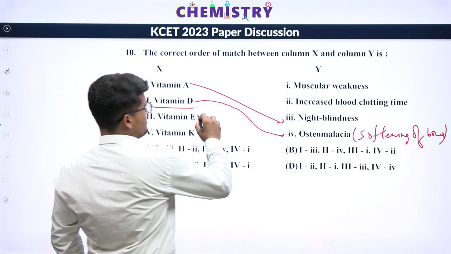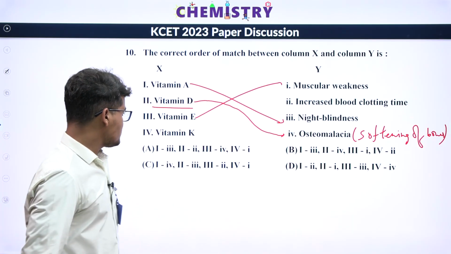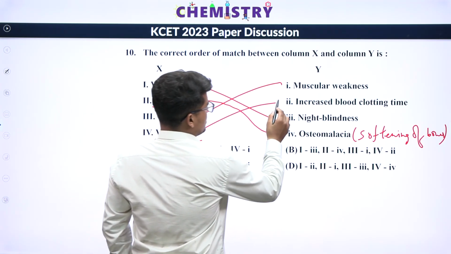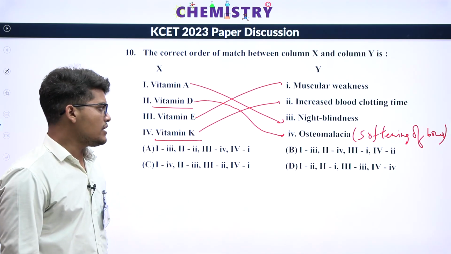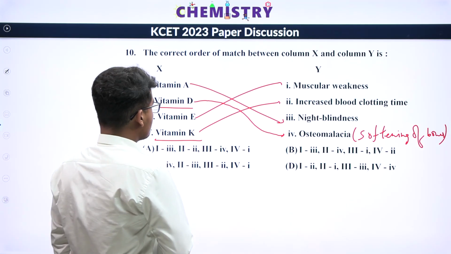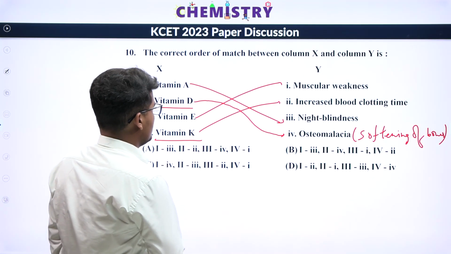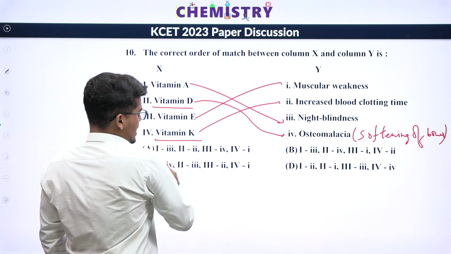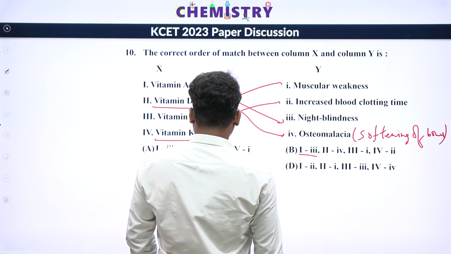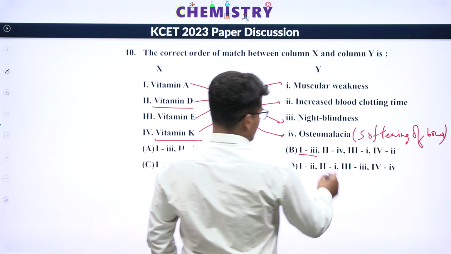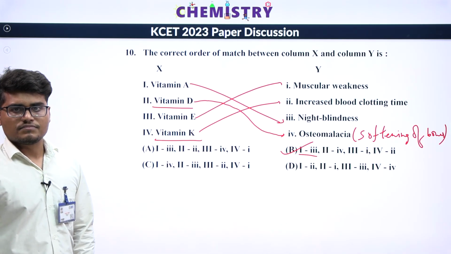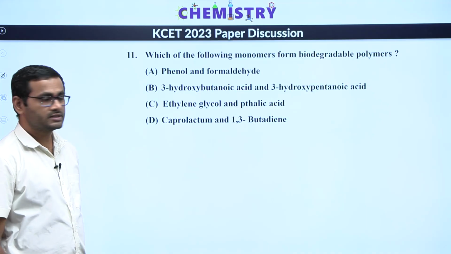Vitamin E, you can see, represents muscular weakness. Correct. And the last, vitamin K, represents increased blood clotting time. So the first one will be the fourth. First ka fourth, correct. And second ka fourth. Okay. First ka third we have, second ka fourth, and the fourth and the third one is first. So option B will be the correct answer for the 10th one. Correct? Fine. Let's see the 11th question.